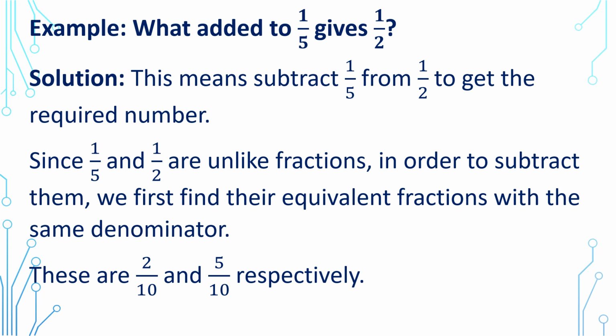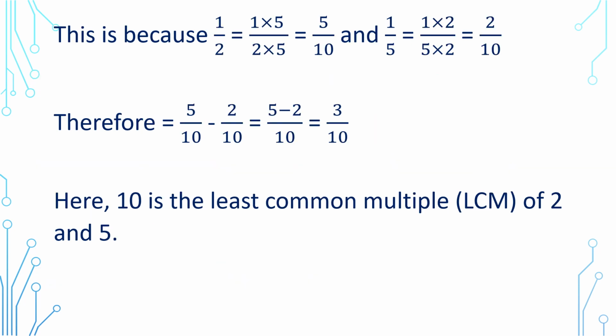What added to 1 by 5 gives 1 by 2? This means subtract 1 by 5 from 1 by 2 to get the required number. Since 1 by 5 and 1 by 2 are unlike fractions, in order to subtract them, we first find their equivalent fractions with the same denominator. These are 2 by 10 and 5 by 10 respectively. This is because 1 by 2 we multiply by 5 and the answer is 5 by 10, and 1 by 5 we multiply by 2, answer is 2 by 10. Therefore, 5 by 10 minus 2 by 10 is equal to 3 by 10. Here 10 is the least common multiple of 2 and 5.